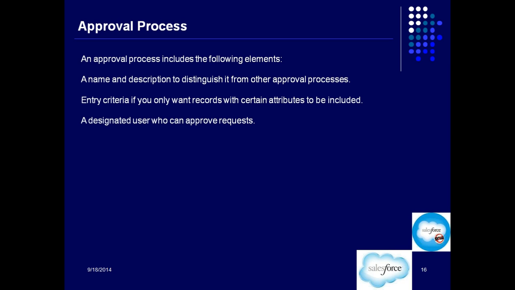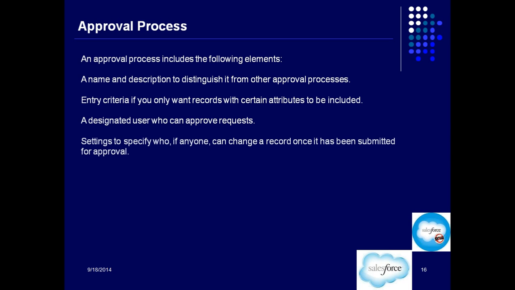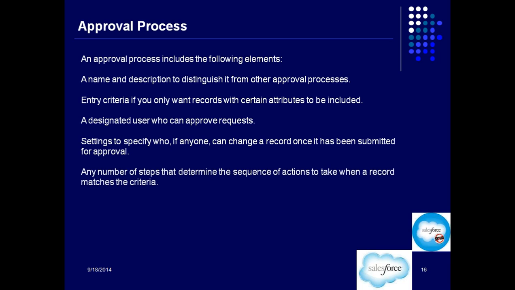A designated user who can approve requests. So you will have to define the approver. Settings to specify who, if anyone, can change a record once it has been submitted for approval. So that is more of an admin thing, that if anyone can change the records once it has been submitted for approval. So most of the time the administrator is the person who can actually change the records even after it has been submitted for approval. Any number of steps that define the sequence of actions to take when a record matches the criteria, right? So then define your actions.